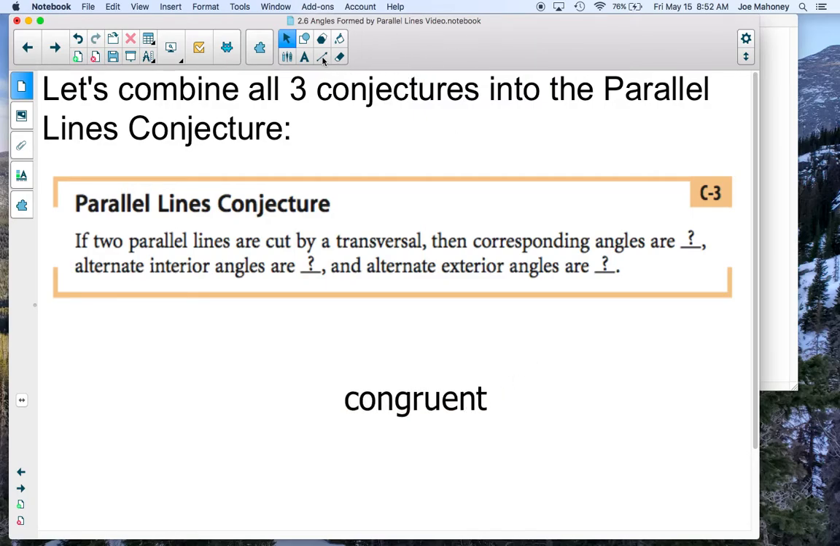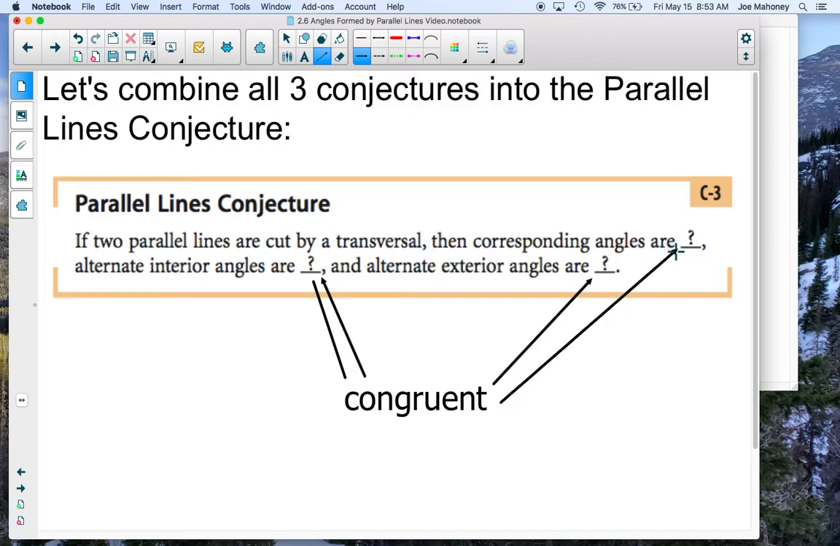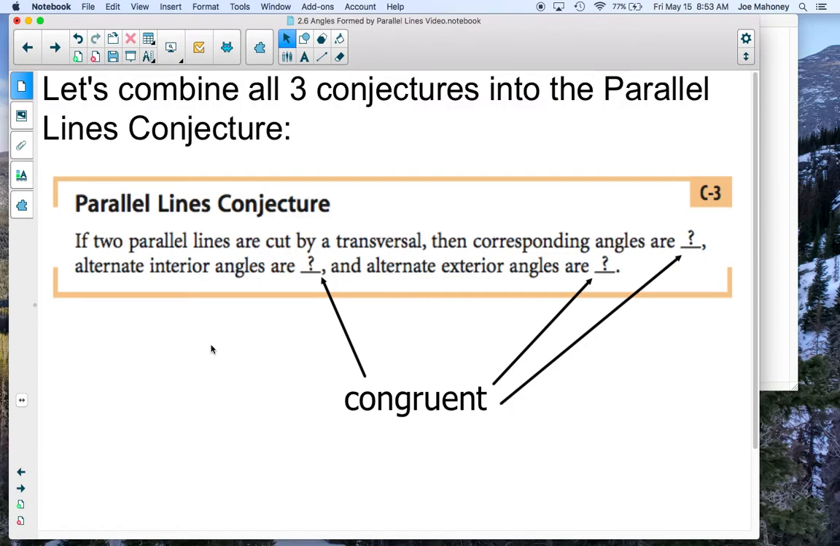All that is true. We'll draw an arrow up to that one. We're going to draw an arrow up to that one. And we're going to draw an arrow up to that one. And we're going to get rid of that segment. Boom. That's what you want to write down. That's the conjecture we want, the parallel lines conjecture. That says if parallel lines are cut by a transversal, all of those angles that we named, the corresponding angles, the alternate interior angles, and the alternate exterior angles, they are all congruent.